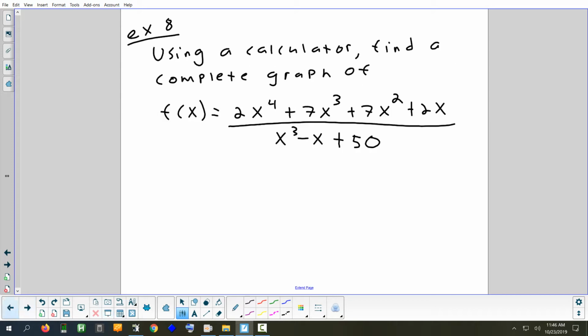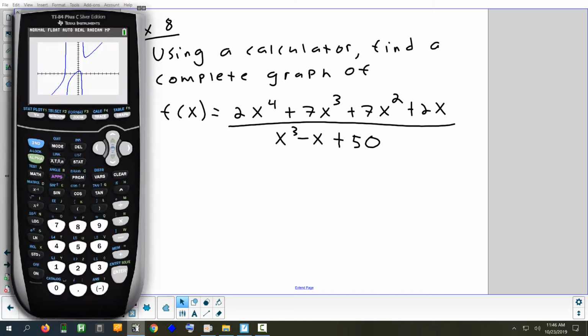All right, let's, okay, this one is just a graph on the calculator. I just want to graph it and see what happens. And I want to find the complete graph, meaning show me anything that's important. So let's type it in and see what happens.